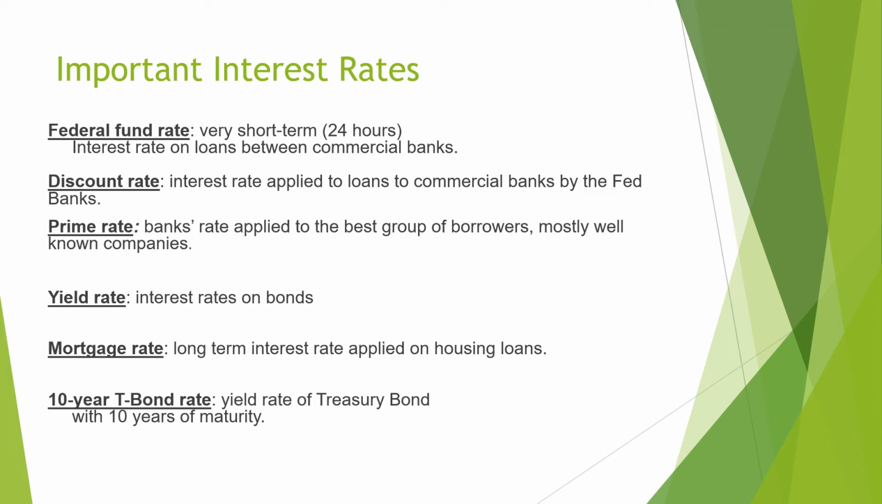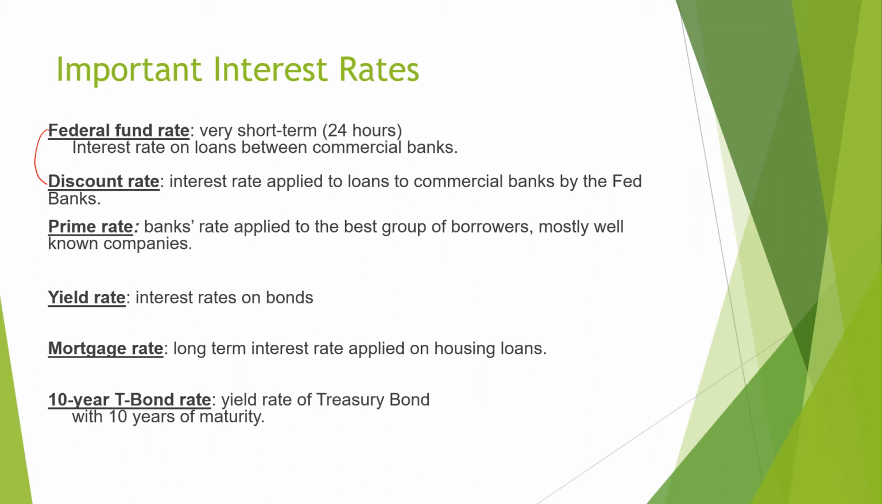And discount rate is interest rate applied to loans when commercial banks borrow money from Federal Reserve banks, and that interest rate on that loan is set by the Federal Reserve banks. There are 12 Federal Reserve banks in the United States, right? Now, prime rate is, so let me go back to federal fund rate and discount rate. These two are the benchmark for other interest rates, such as prime rate.